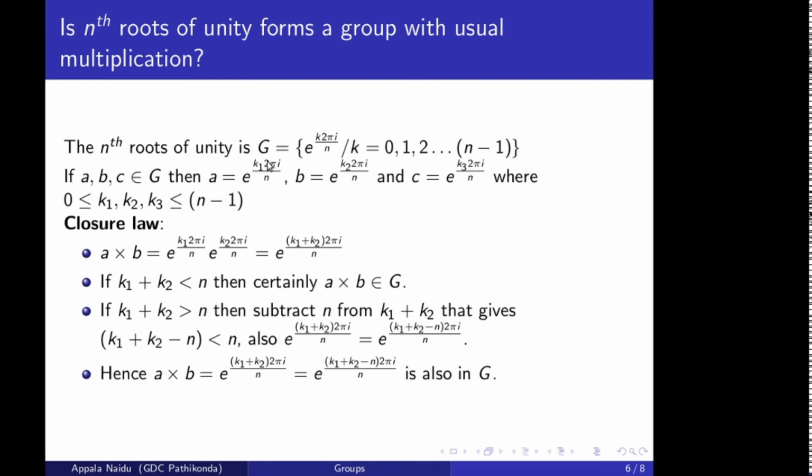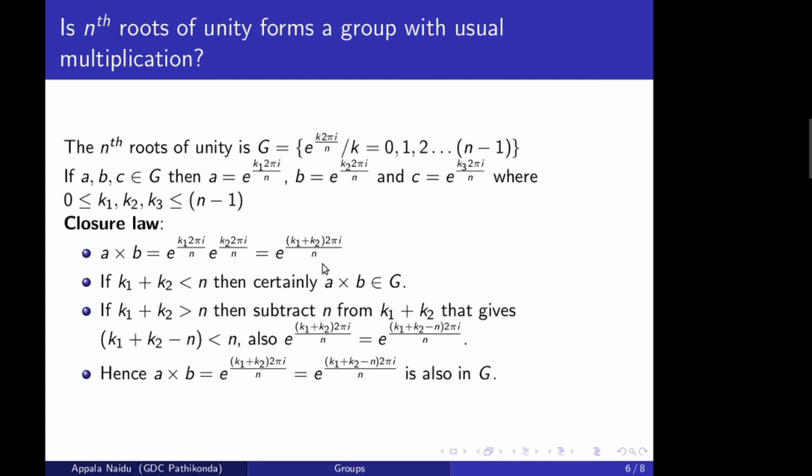a is of the form e power k1 into 2 pi i by n, b is e power k2 into 2 pi i by n, and c is e power k3 into 2 pi i by n. Here k1, k2, k3 are integers which are greater than or equal to 0 and less than or equal to n minus 1. Now let us see what a into b is. If we multiply a and b, we get e power k1 into 2 pi i by n into e power k2 into 2 pi i by n. So that will be e power k1 plus k2 into 2 pi i by n.